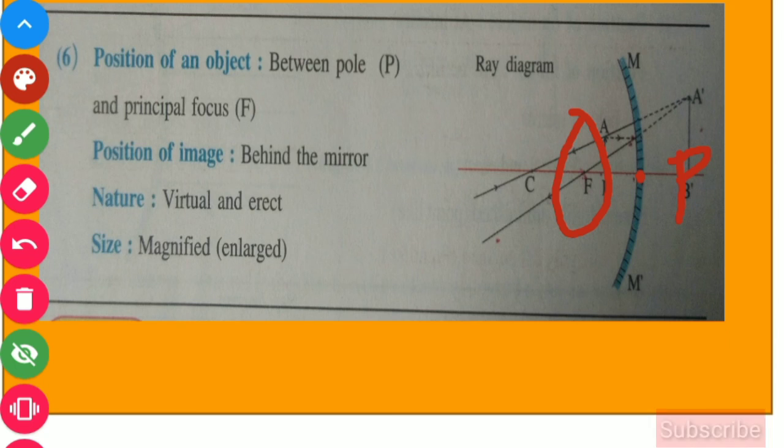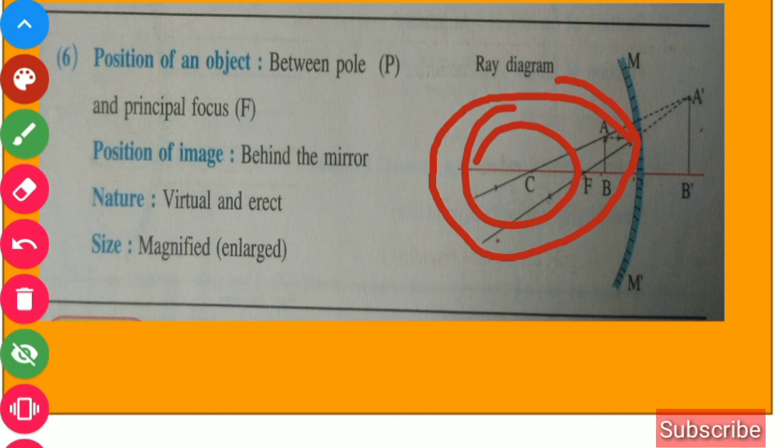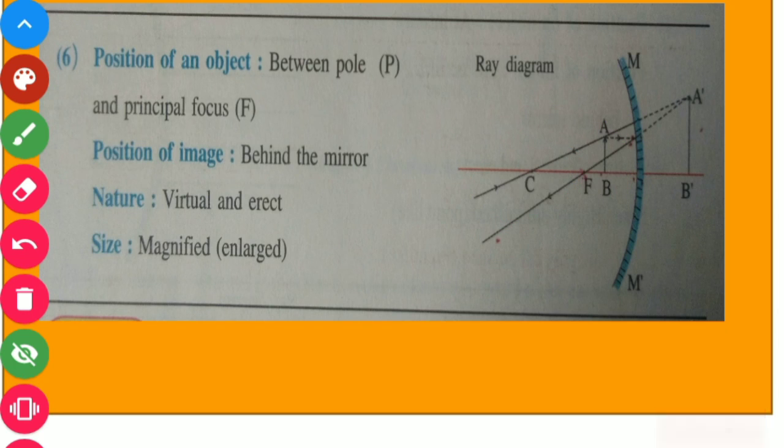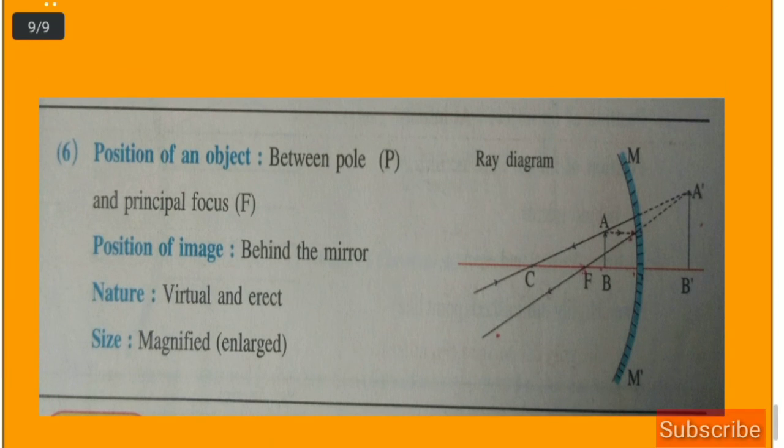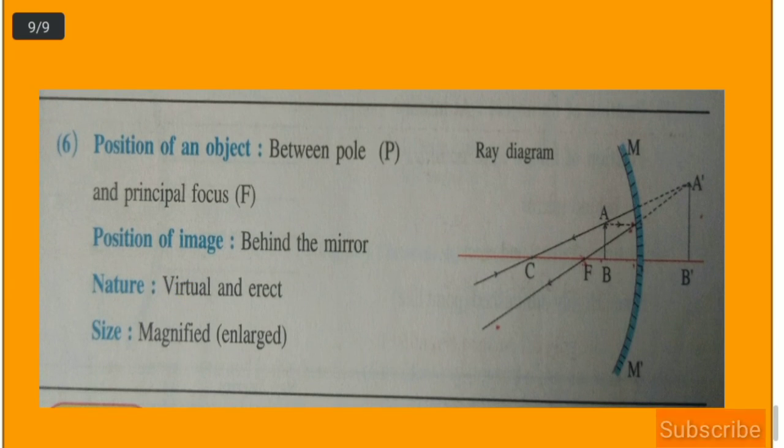This is somewhat a unique case because in all the above cases the image was formed on the side where the object was placed, but over here it is different because the image formation will be behind the mirror and the nature of the image will be virtual and erect, and size of the image is highly magnified and enlarged. So friends, in order to revise and memorize all these cases, you can see in every case the nature was real and inverted, but in the last and sixth case the nature of the image was virtual and erect. And I think you have learned something new. So thanks for watching my video.